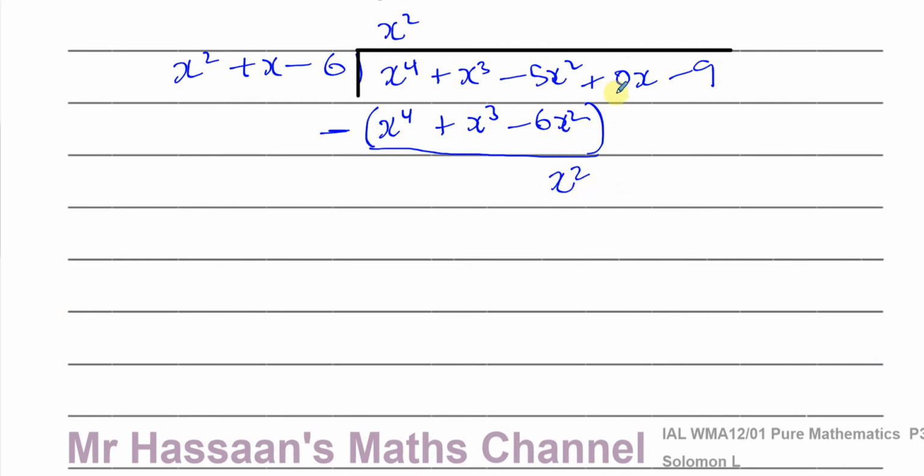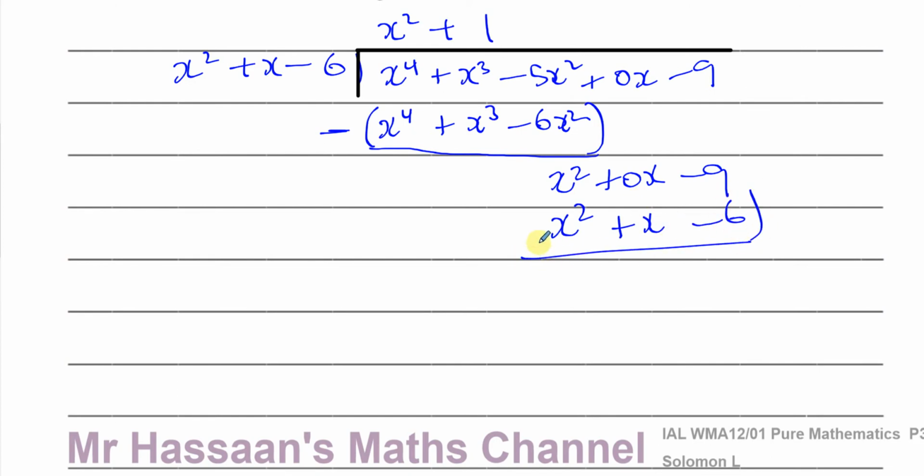Okay, and then I'm going to bring down not just one of the other terms, I'm going to bring down both of the other terms. Because there's altogether 3 terms here, there should be 3 terms here as well. Then I say x squared goes into x squared 1 time, so we're going to put plus 1. 1 times x squared is x squared, 1 times x is x, and 1 times minus 6 is minus 6.